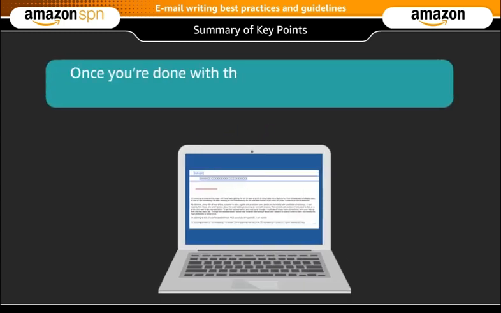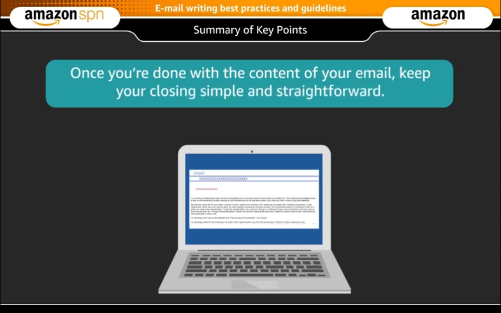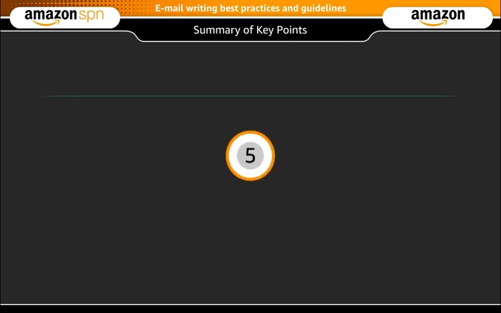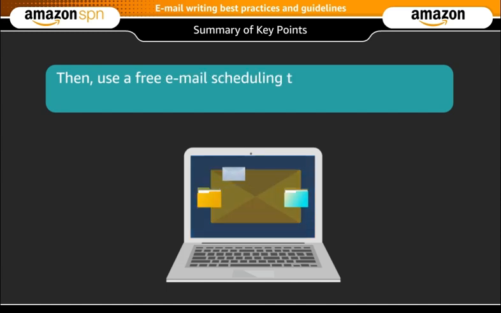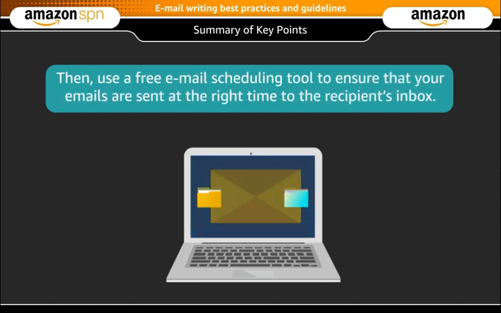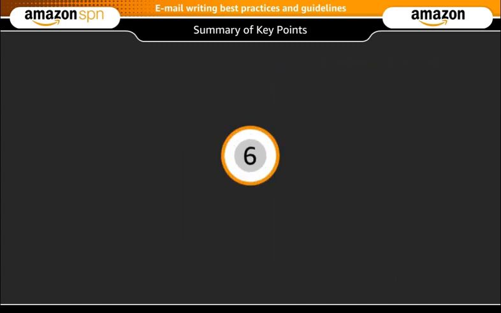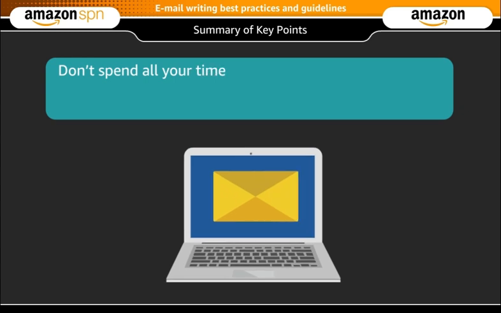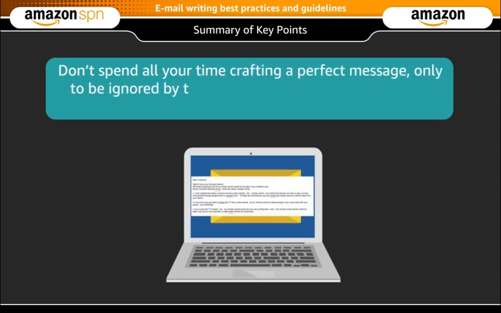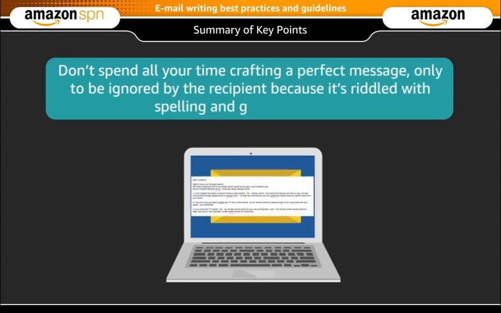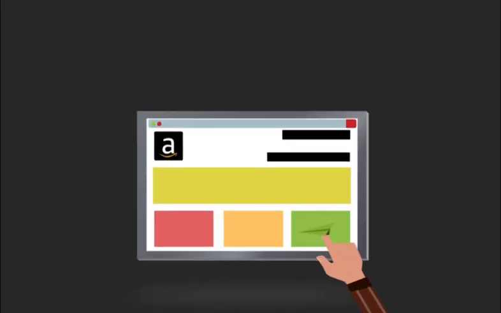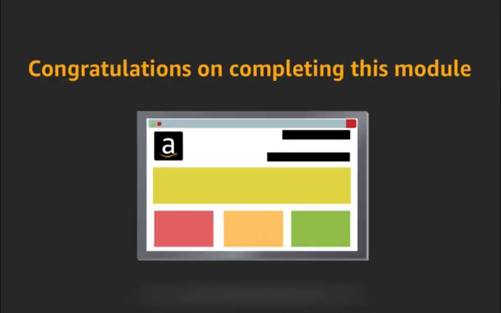Once you're done with the content of your email, keep your closing simple and straightforward. Then use a free email scheduling tool to ensure that your emails are sent at the right time to the recipient's inbox. Don't spend all your time crafting a perfect message, only to be ignored by the recipient because it's riddled with spelling and grammar errors. That brings us to the end of this module. Congratulations on completing it.